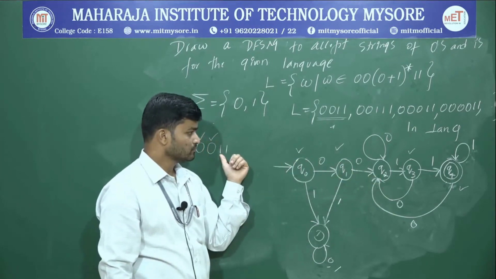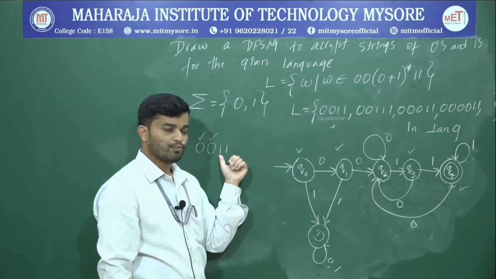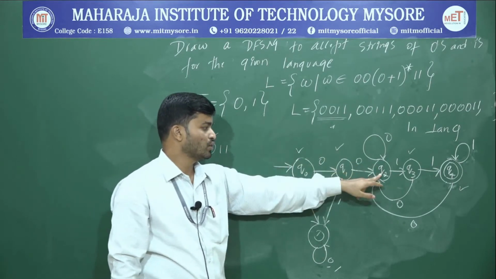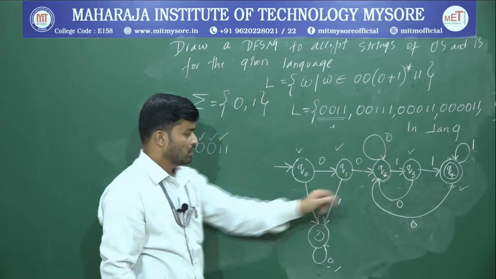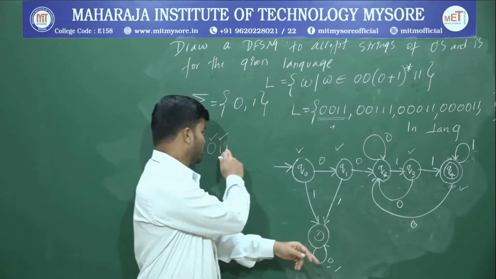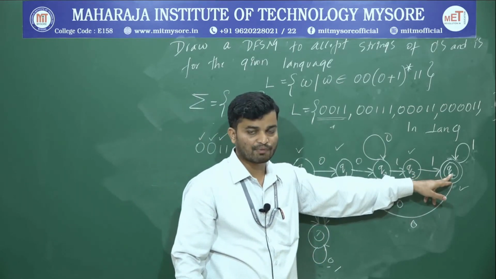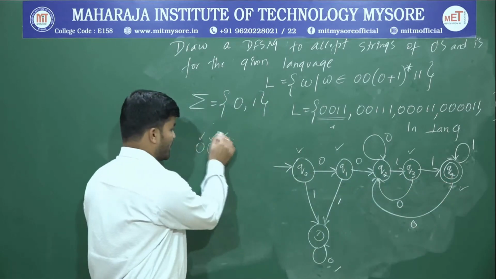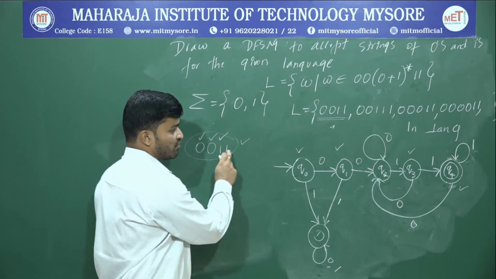Now what's the next input? 1. Now you are in Q2. If the input is 1 and you are in Q2, it will take a transition to Q3. Now you are in Q3, and this one is over. If you are in Q3 and the input is 1, it will take a transition to Q4. Q4 is the accepting state, and this string is valid. Why? Because it starts with 0 0 and ends with 1 1. Therefore, this string will be accepted.